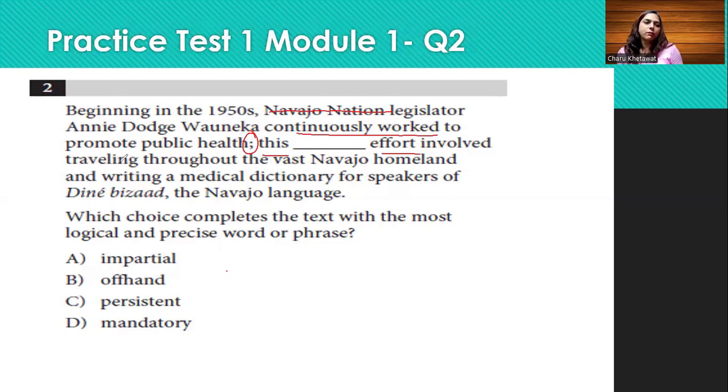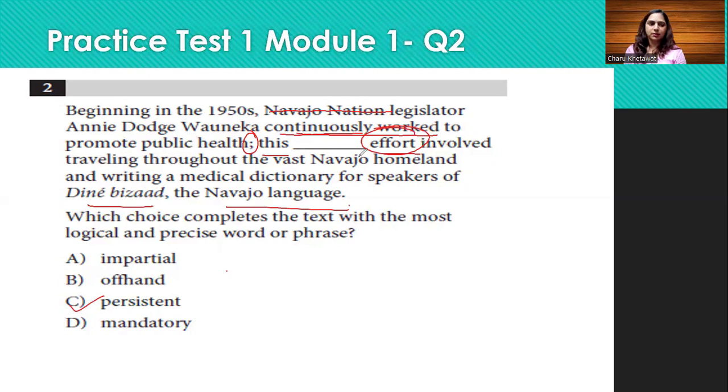This dash effort involved traveling throughout the vast Navajo homeland and writing a medical dictionary for the speakers of the Navajo language. Okay, so what do I know about the effort that she is doing? It is continuous. If it is continuous, it is what? It is persistent. So your clue will make one choice better than the other. Otherwise, it can be an offhand effort also. It can be a mandatory one also. It can be an impartial effort also. But what is given about this word in the sentence is continuously worked.